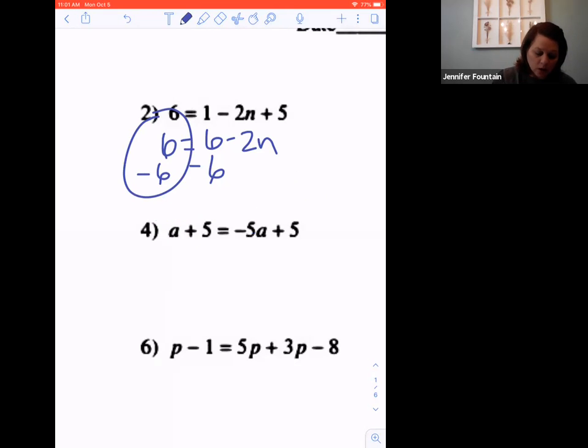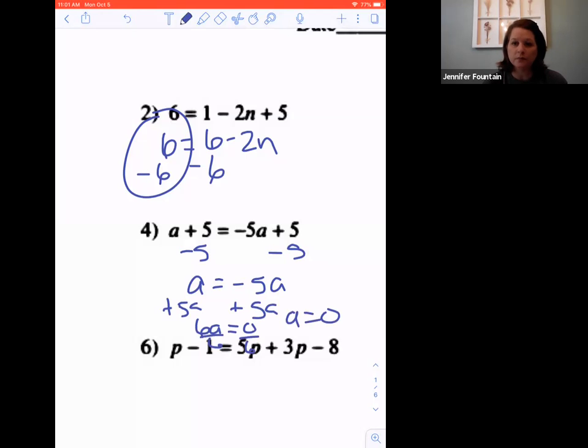With number 4, again, if I take away 5 here, take away 5 here, I have a equals negative 5, or actually, a. So then that means I'm going to add 5a here, add 5a here, so 6a is equal to 0. Divide by 6, divide by 6, a equals 0. Okay?